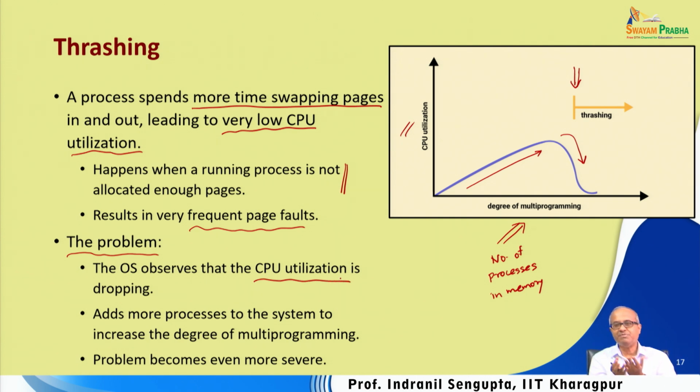So, what the operating system will think is, well, I feel there are not sufficient processes in memory, that is why the CPU utilization is dropping. Let me bring in some more processes. So, if you bring in some more processes, the number of pages will further be reduced from other processes. The problem will increase further. If it adds more processes, this will increase the degree of multiprogramming and the problem will become even more severe. So, once thrashing starts, the problem becomes more and more complicated after that.